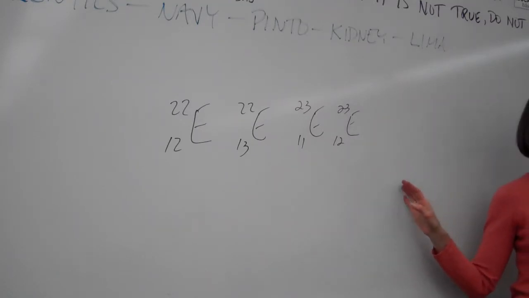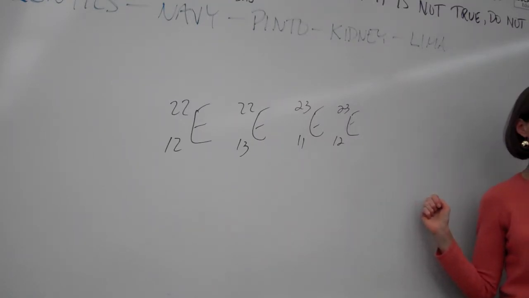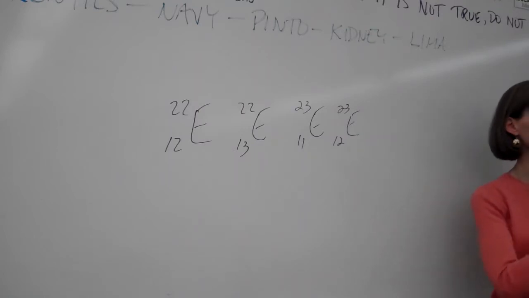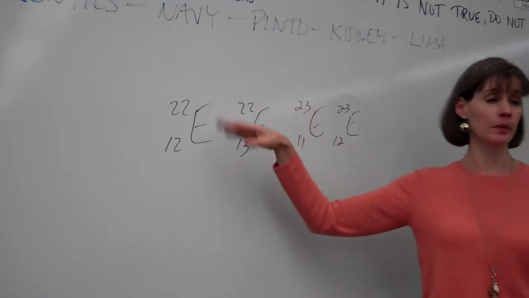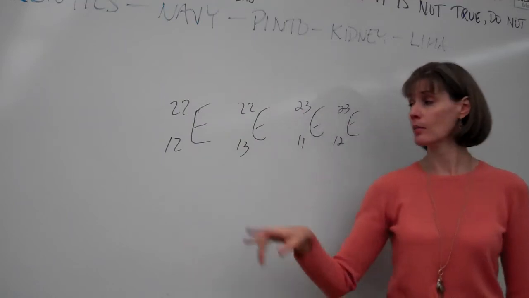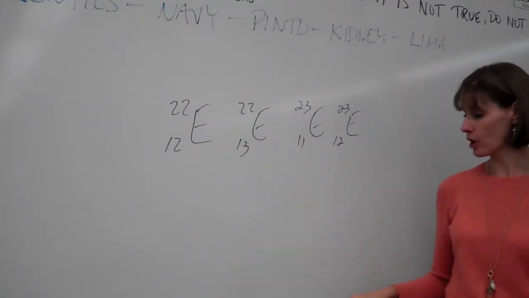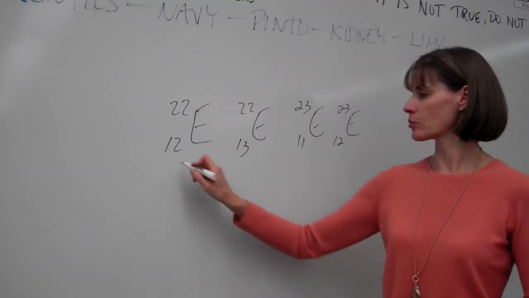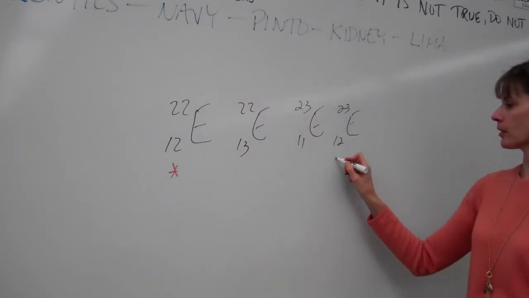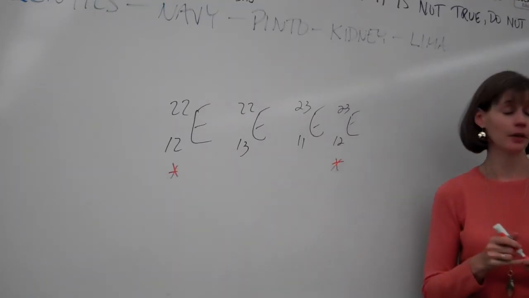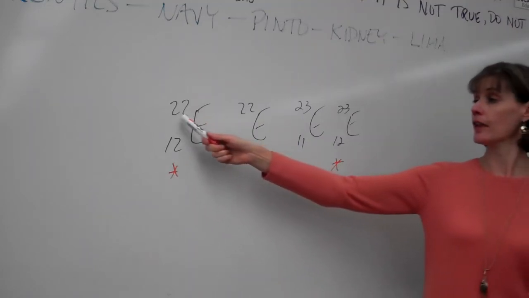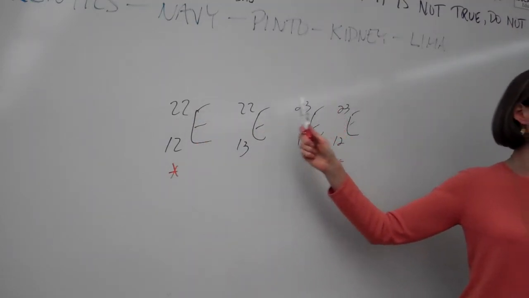What do we have to look for to tell if they're isotopes? If they have the same number of protons, and which number is protons? The bottom number. So this one has an atomic number of 12, and that one has an atomic number of 12, but they have different masses, 22 and 23.